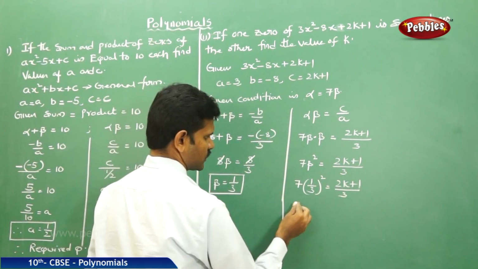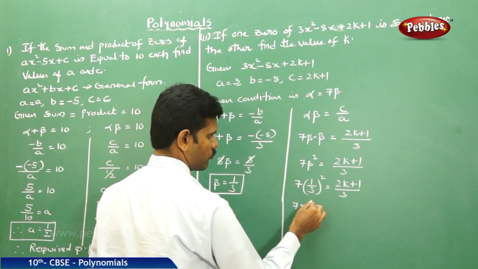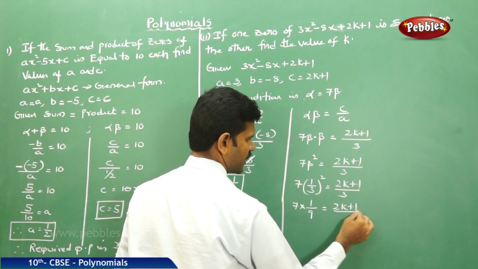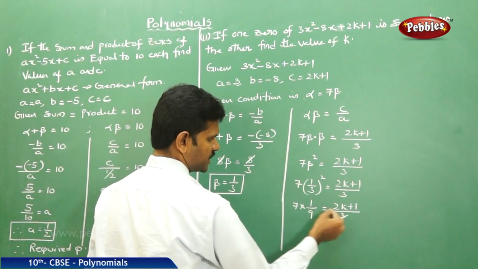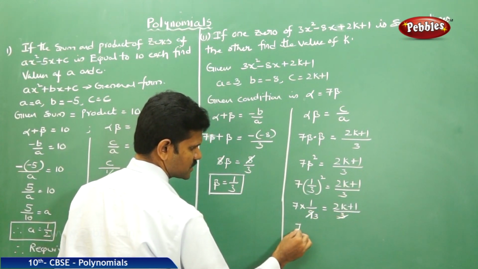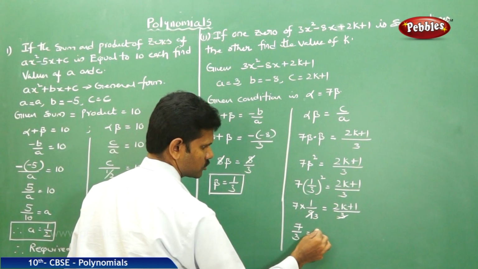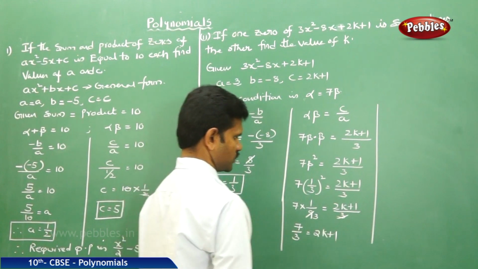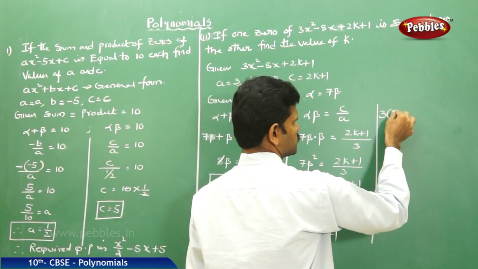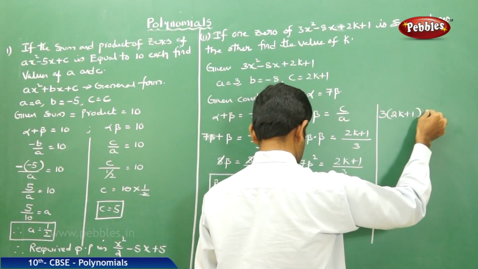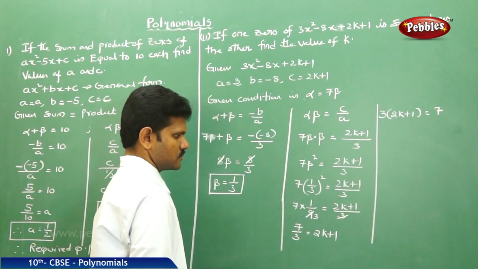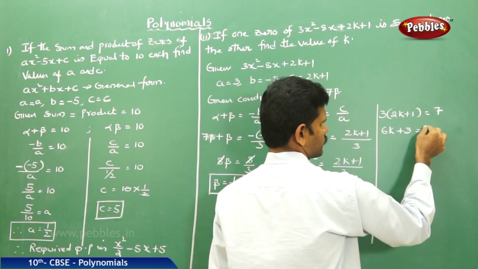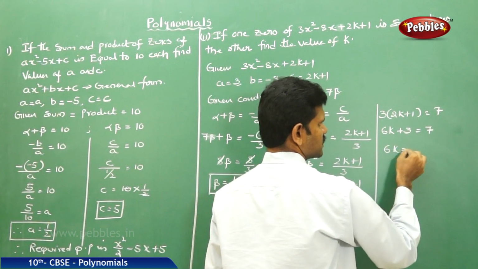Now let's continue. That is 7 into 1 by 9 is equal to 2k plus 1 by 3. Now the 3 and 9 get cancelled by 3 times. The left part is 7 by 3 is equal to 2k plus 1. Now cross multiply and follow. That is 3 times 2k plus 1 is equal to 7. That is 6k plus 3 times 1 is 3, equal to 7. 6k plus 3 is equal to 7.